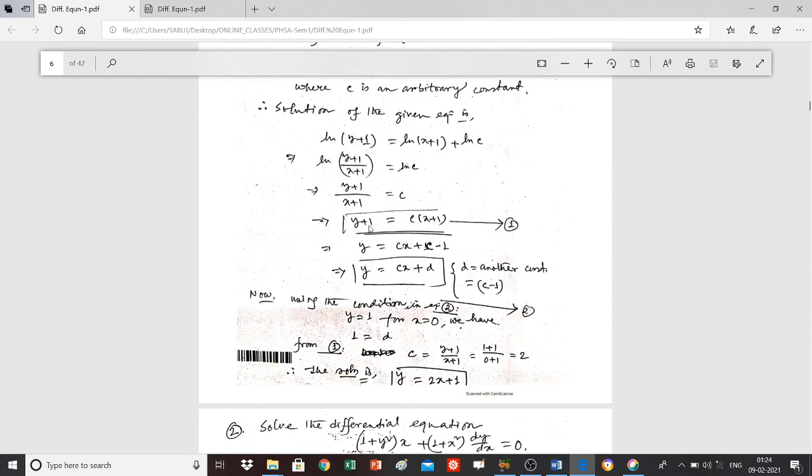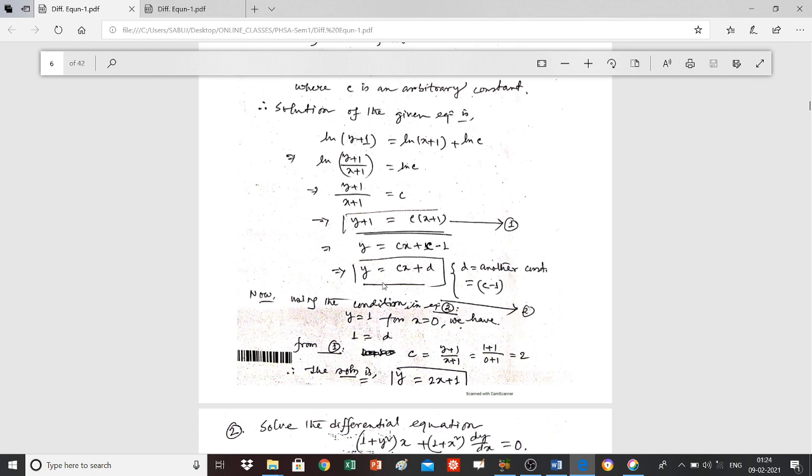Or y plus 1 is equal to c into (x plus 1). Or from here you can simplify this: cx plus c, and this 1 is taken here, minus 1, and just write c minus 1 as d. This is another constant which is nothing but c minus 1. So y is equal to cx plus d. Okay, this is the required solution of the given equation.